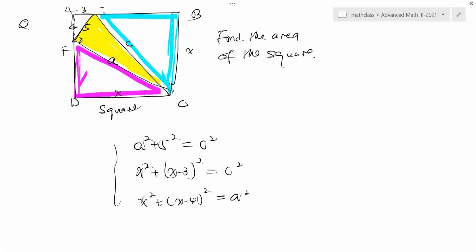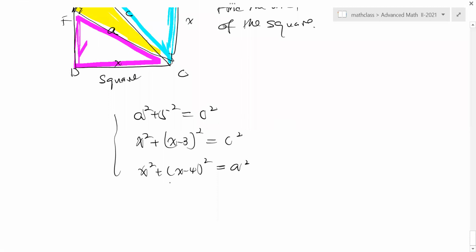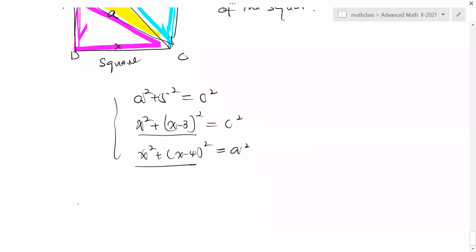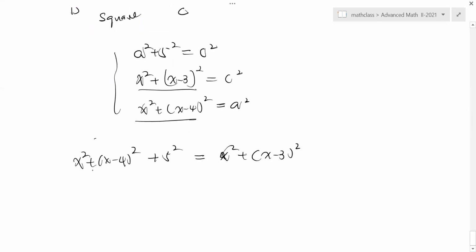So in place of a squared, I replace it by this. In place of c squared, I replace it by that. So what I'm going to get here is x squared plus (x minus 4) squared plus 5 squared equals c squared, which is x squared plus (x minus 3) squared. Simplify. You're not going to get a quadratic equation, it's a linear equation. So we have x squared minus 8x plus 16 plus 25 on one side, and x squared minus 6x plus 9 on the other. The x squared is gone.